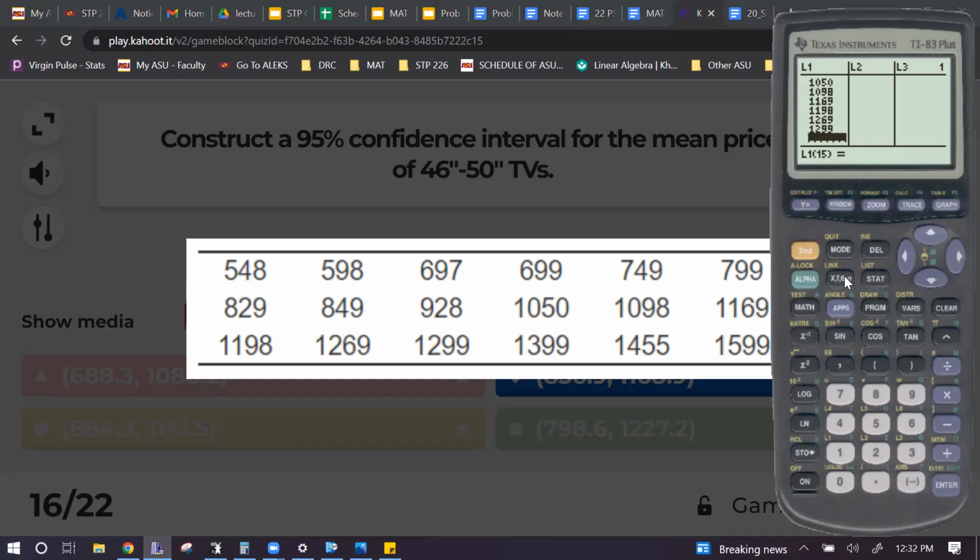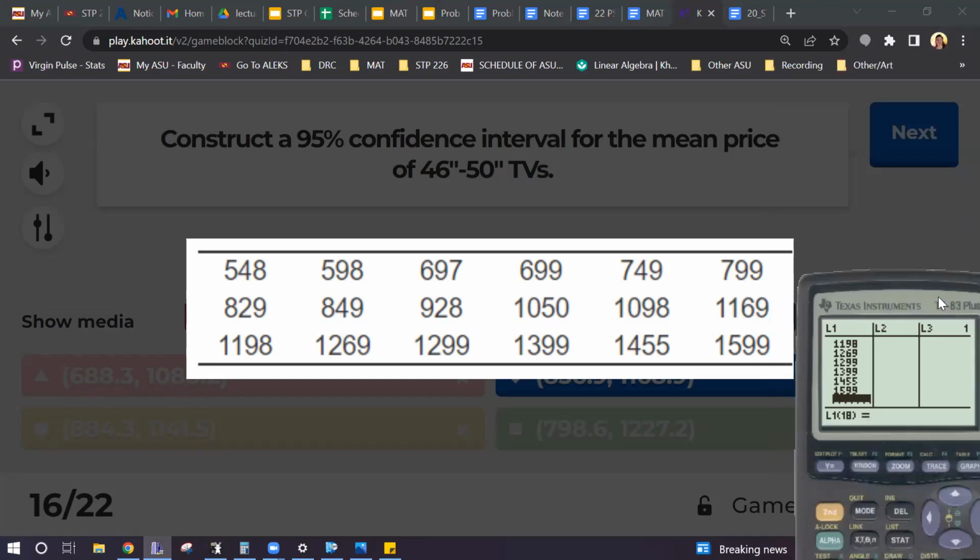Come on, type it. 1399. 1599. All right.